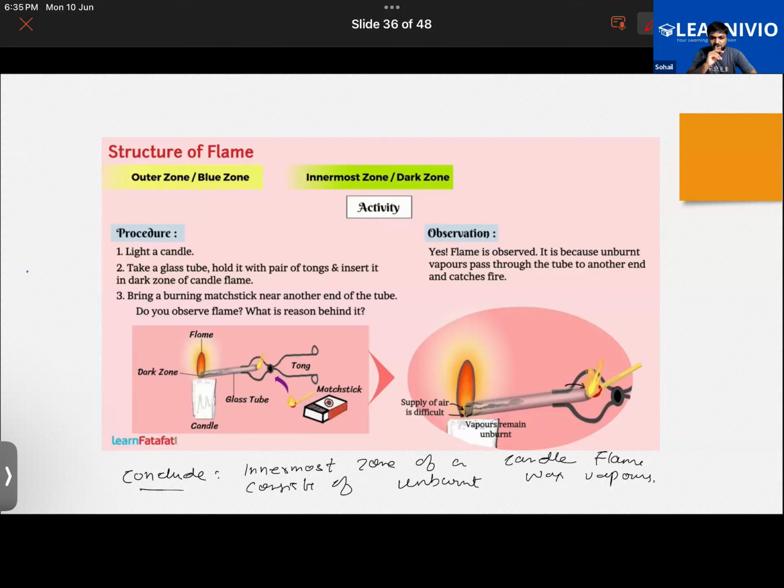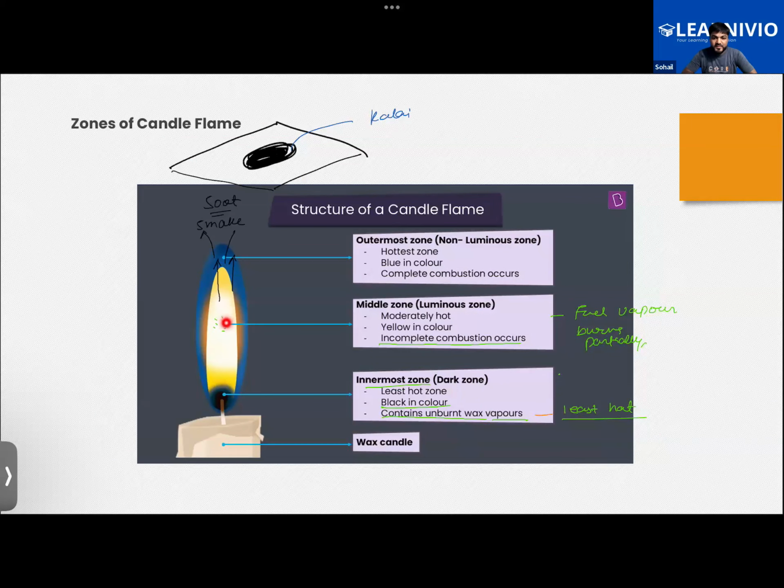See, before talking about the candle flame, we learned that there are two types of flame: blue flame and yellow flame. When fuel is burnt completely, it gives a blue flame. And if fuel is not burning properly, if it is burning partially, then it gives a yellow flame. So this yellow flame, the middle zone, is because of partial combustion.